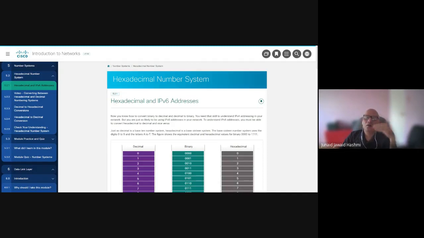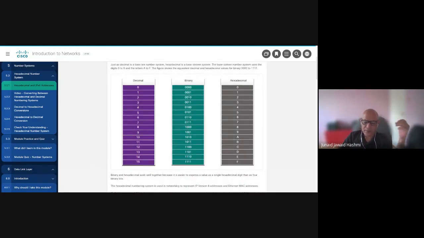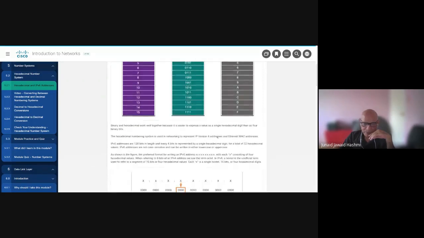Okay, now you can change the MAC address with software these days, but actually you're just masking the real MAC address. The real MAC address cannot be changed because it's hardwired. Okay, now MAC address uses hexadecimal, and IP version 6 uses hexadecimal. Hexadecimal is base 16, right? So it's from 0 to 9, and then 10 to 15 is A, B, C, D, E, F. Okay.